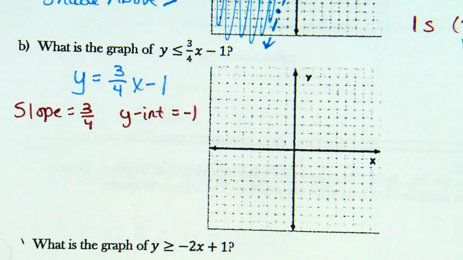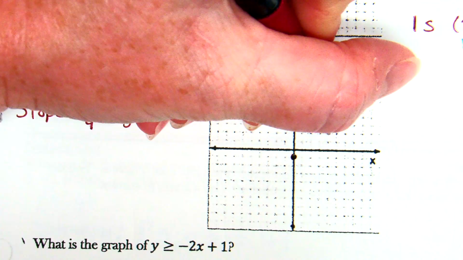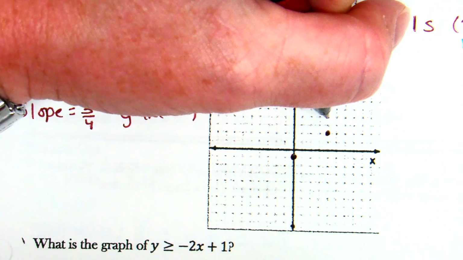So what are you doing first? Go down 1. We're going to go down 1. Put our y-intercept. Okay, my phrase for slope: rise 3, run 4. Then you can make extra points if you want to. And then I'm going to go down 3.